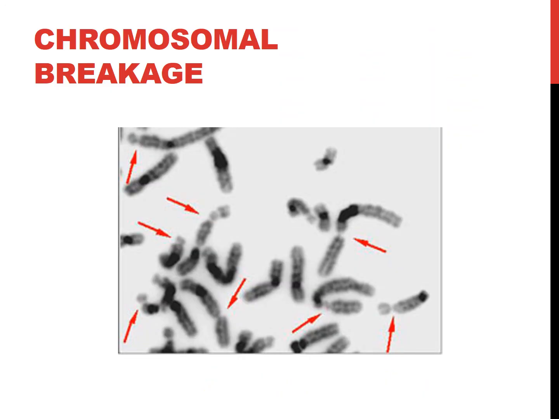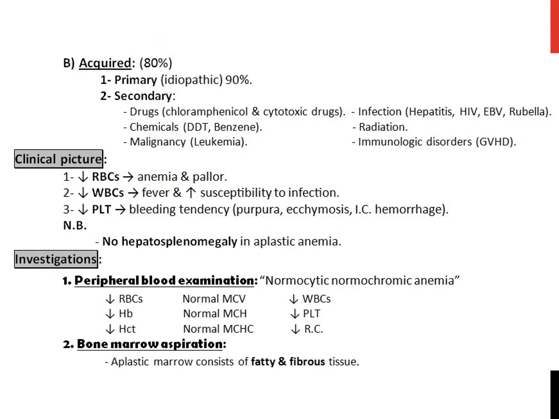The test is called induced chromosomal breakage test, and it's done by diepoxybutane or mitomycin C, certain acceptable range of breakage, but if this limit is exceeded, so we can call it chromosomal breakage, positive chromosomal breakage test. What about acquired aplastic anemia? It could be either idiopathic, 90%. It's not idiopathic, but it's immune dysregulation due to a problem in the T lymphocyte cytokine release.